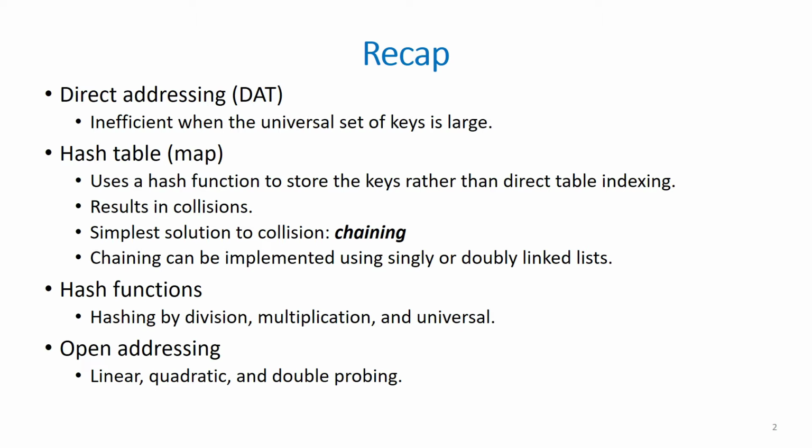To resolve this, chaining was introduced. The two possible implementations of chaining were using either singly or doubly linked lists. Then we saw how to devise efficient hash tables. We saw three methods: hashing by division, by multiplication, and universal hashing. Finally, open addressing was introduced, where the keys were stored in the table slots itself rather than in linked lists. To avoid collision, linear, quadratic, and double probing was studied with examples.